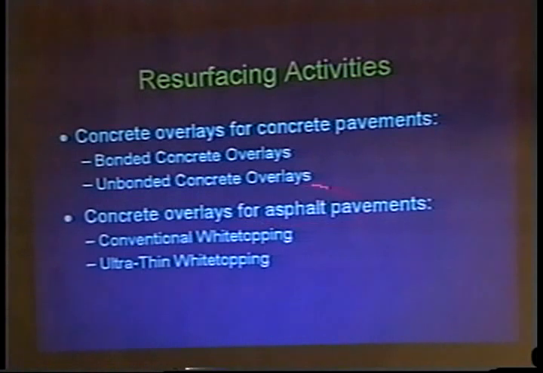Concrete pavement overlays on asphalt pavements that have shown some promise would be conventional white topping, typically in the range around 6 inches over asphalt pavements that may be causing some problems. Some ultra-thin applications too, usually in the high stress areas where you have a lot of truck traffic, rutting, some shoving.